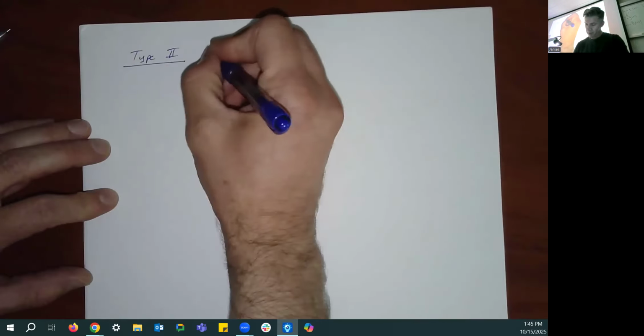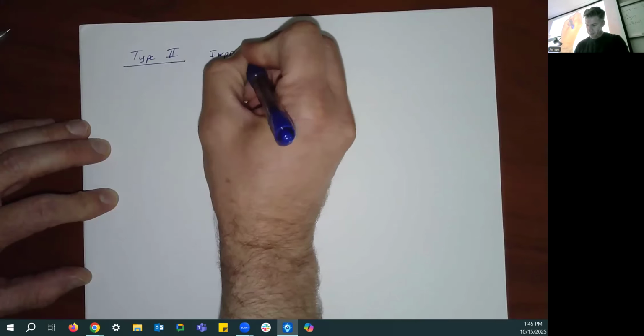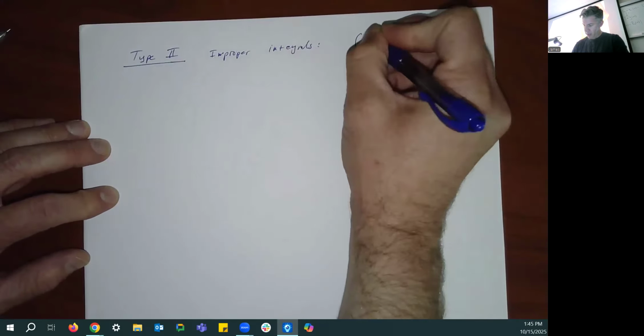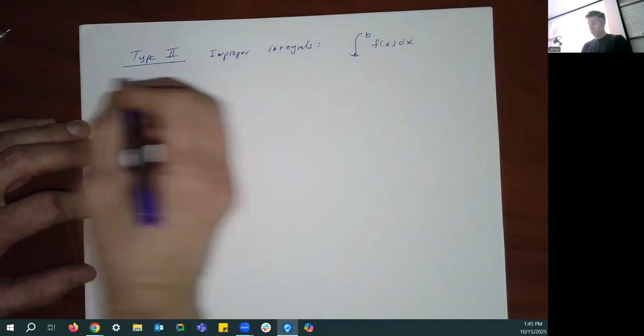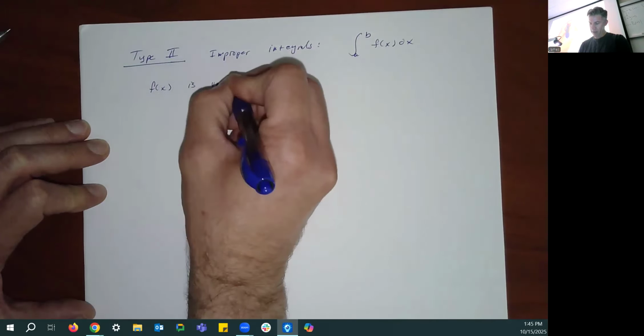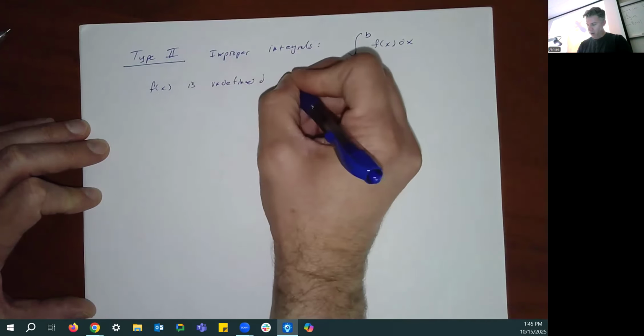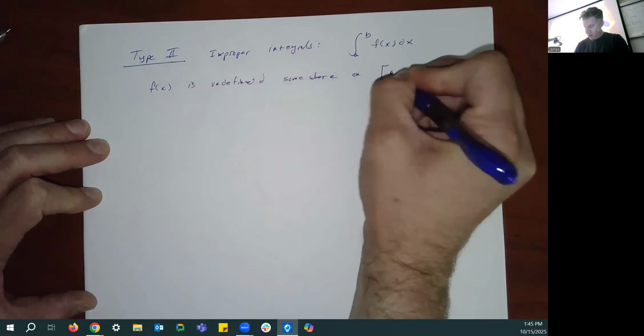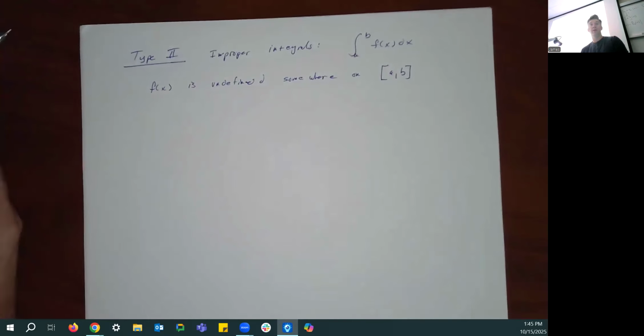Again, type 1 means you've got infinity or negative infinity or both. Type 2 means the function... So a type 2 improper integral is something like the integral from a to b of f of x dx. What makes it type 2 is that f of x is undefined somewhere on the interval. If you're lucky, it's at one of the endpoints. If you're unlucky, it's somewhere in the middle, which means you're going to have to break it up, which always feels terrible.